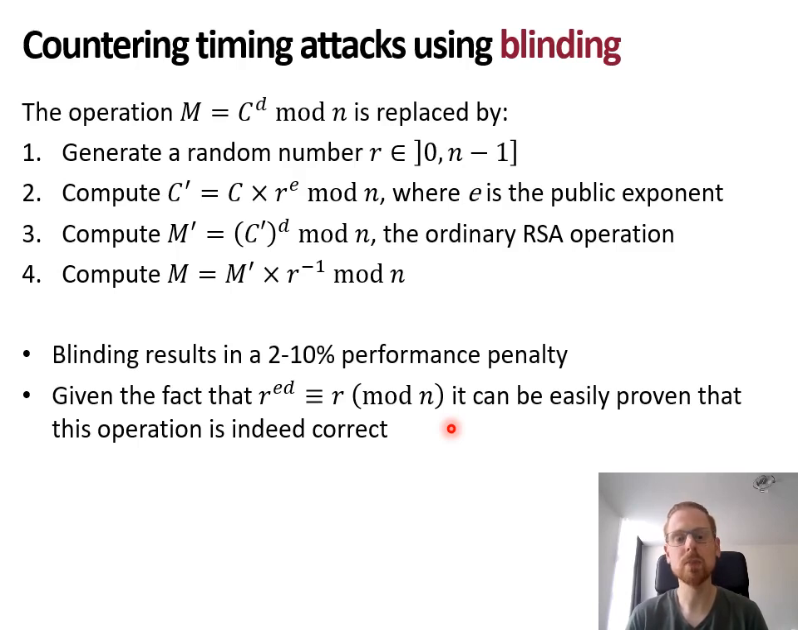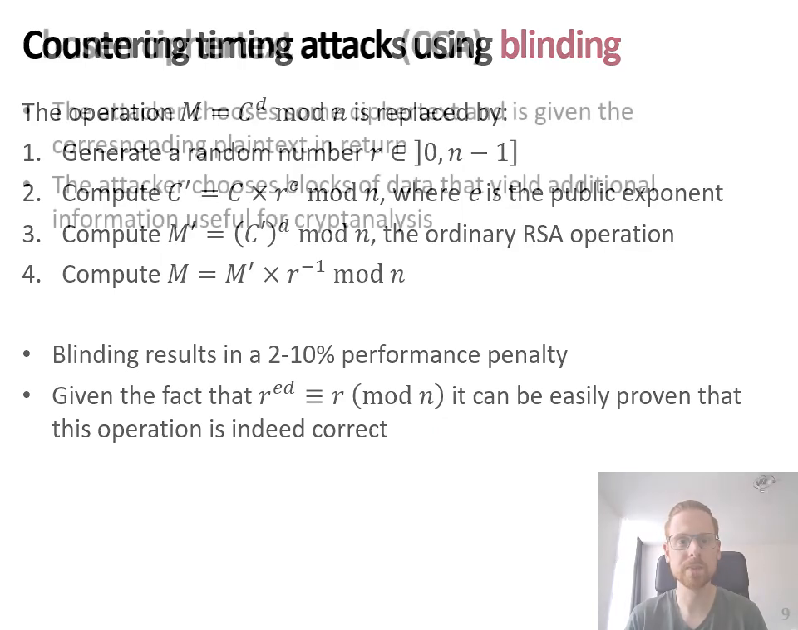It has also been shown that blinding results in a small performance penalty of 2 to 10%. However, this is much smaller than the penalty from using a fixed time or a random delay when performing modular exponentiation. As such, most modern implementations of RSA include this blinding to avoid timing attacks.